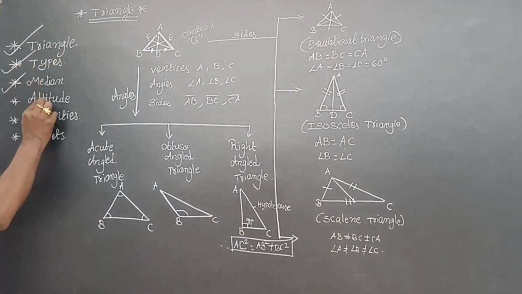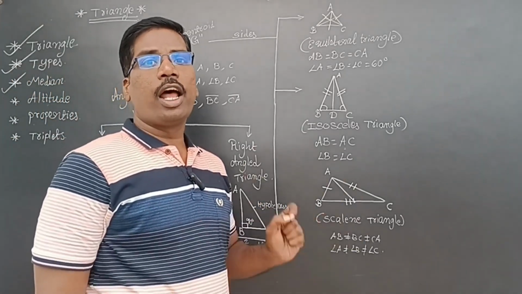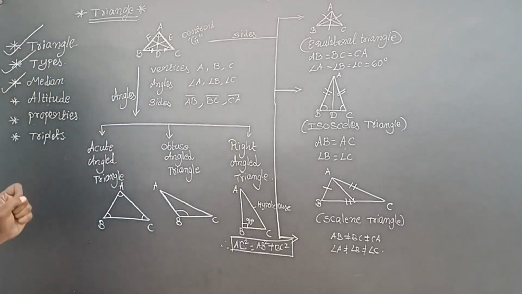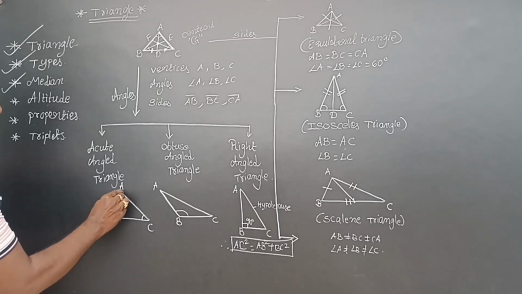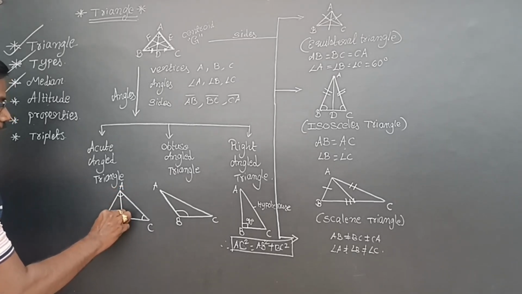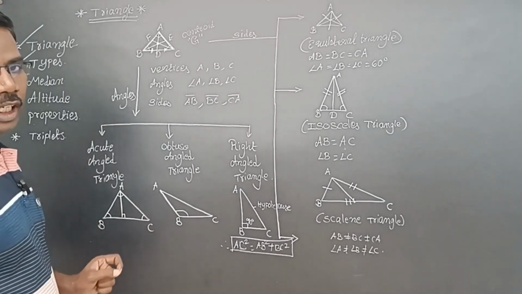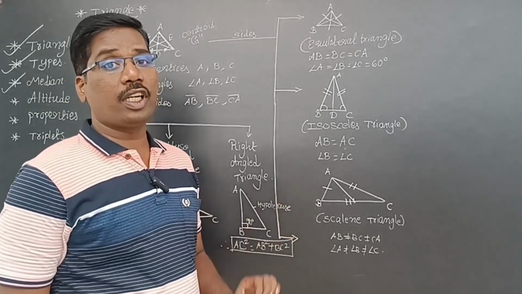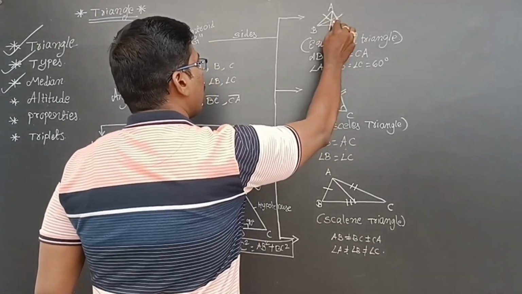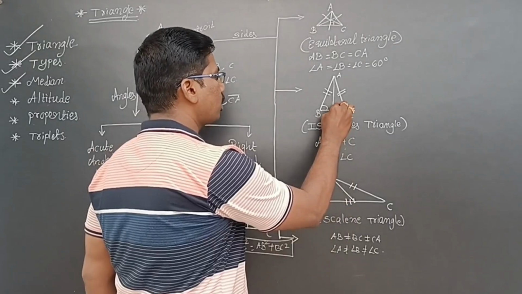Now, we have to know about altitude. What is altitude? Another name is height of the triangle. A perpendicular line segment which is drawn from vertex to opposite side, that is called altitude or height of the triangle. Now see here, if I draw perpendicular to the opposite side, that is called height of the triangle or altitude of the triangle.